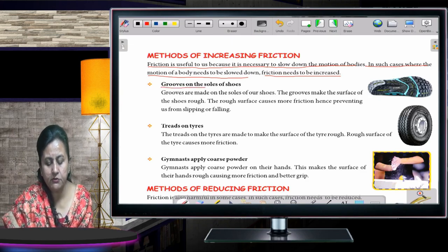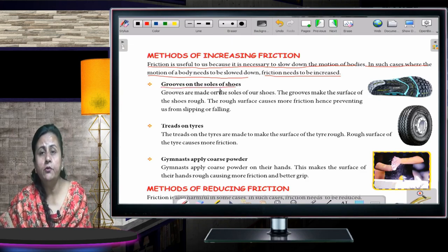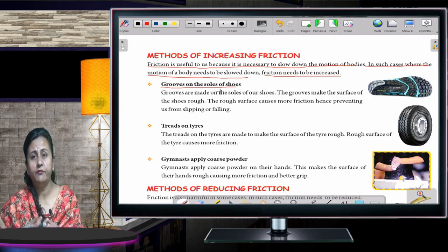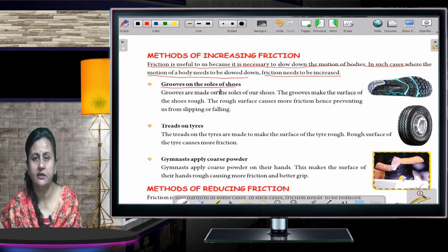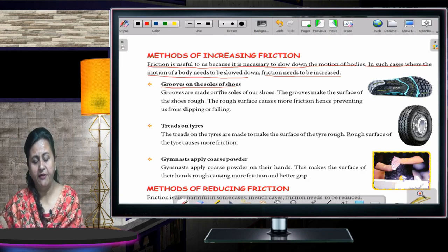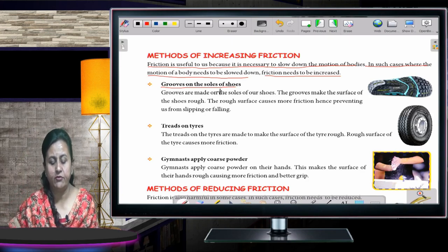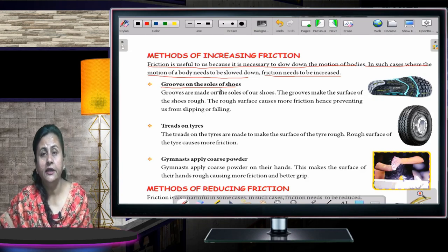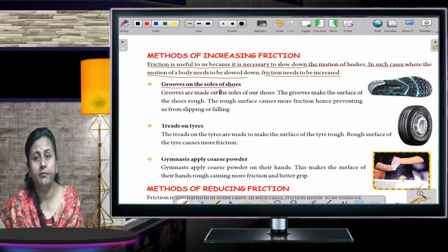First, grooves on the soles of the shoe. When you buy a shoe for yourself, what do you do? Whenever I go to the market and I want to take a bathroom slipper or any shoes, what do I see? I first check the sole, whether it has proper grooves or not, because when I'm moving, I'm going to move on the floor and all. In case proper grooves are not there, I may tend to slip.